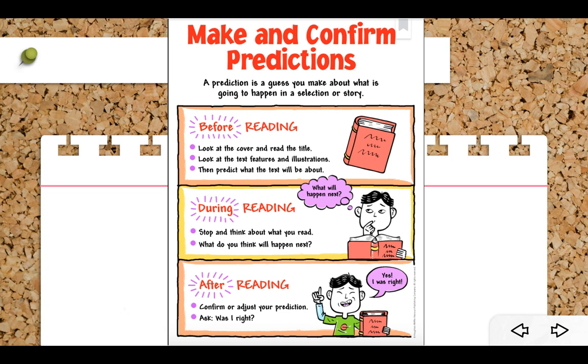Readers can also confirm or adjust their predictions. After making predictions and reading some or all of the text, you as a reader can go back and check to see if your predictions were correct. Ask yourself, was I right? Was my prediction correct? Yes or no? If your prediction was incorrect, what changed about your prediction and why? My prediction was blank. But now my prediction changed. My prediction is now blank. This is why.